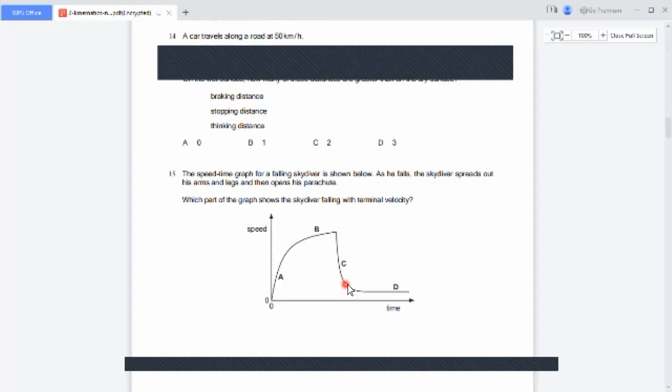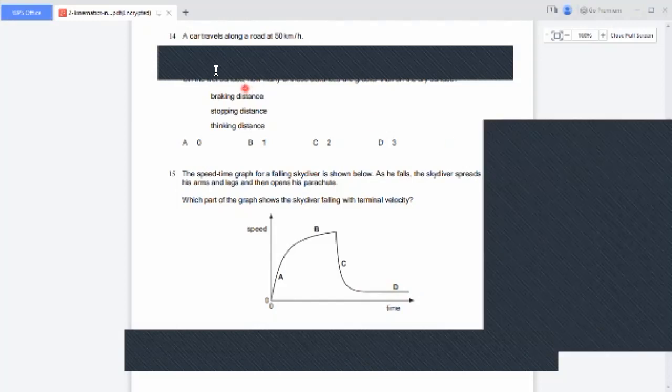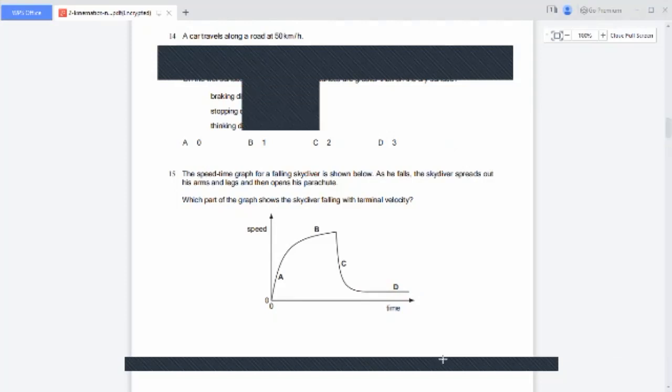After some time, you can see the velocity is getting constant here. This constant part of the speed or velocity represents the terminal velocity of the object. So our option is this one. This is our correct option.